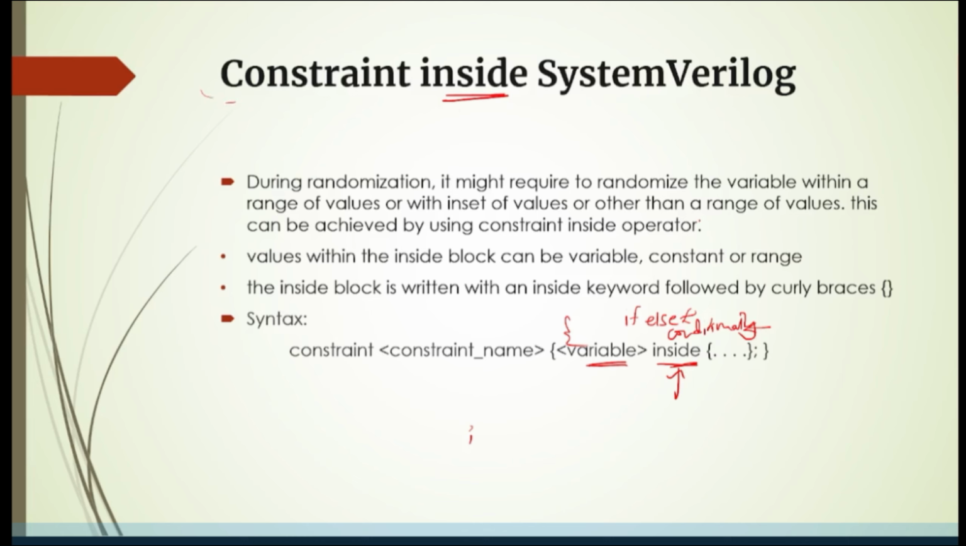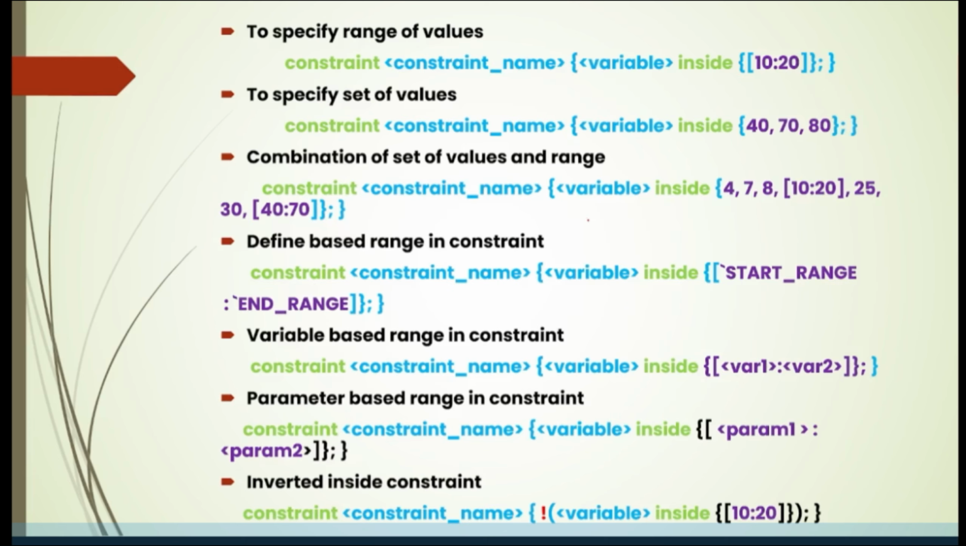So this is the basic way to write a constraint. The basic way is by using the inside keyword. Again, in this inside keyword you will have lots of ranges. So let us see one by one here.